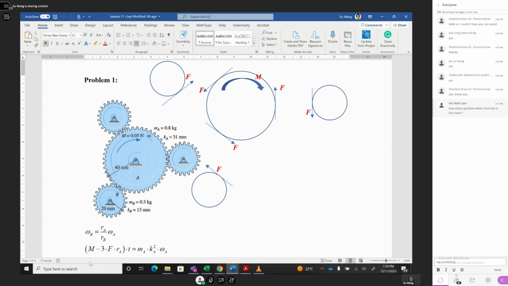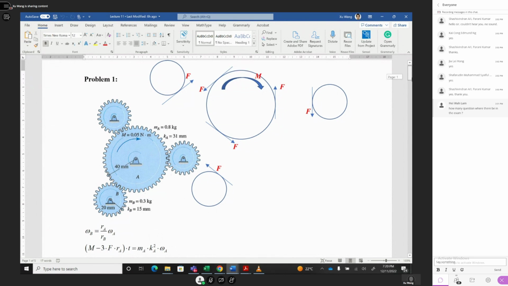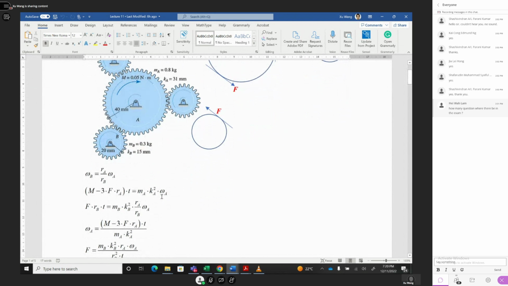Okay, so the moment minus 3F radial, the resistance torque, equals I, which is MA KA squared, multiplied by omega A. I think this is not omega A, this should be theta. So this is M times T, the moment times this angular impulse. Moment times T should equal to I omega, right?